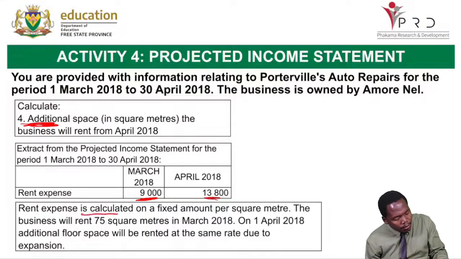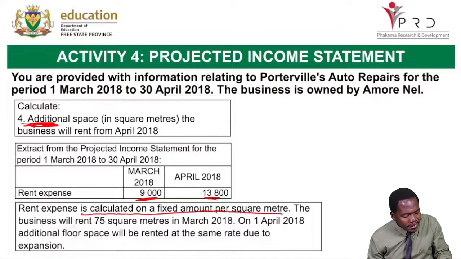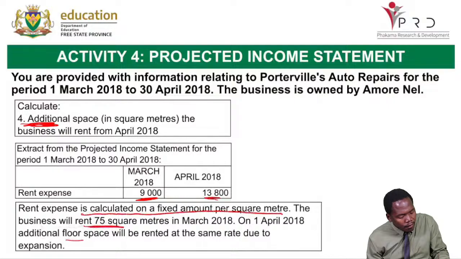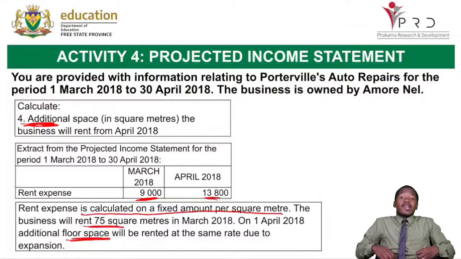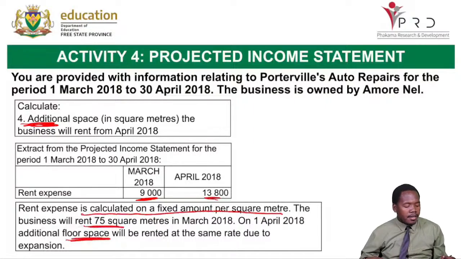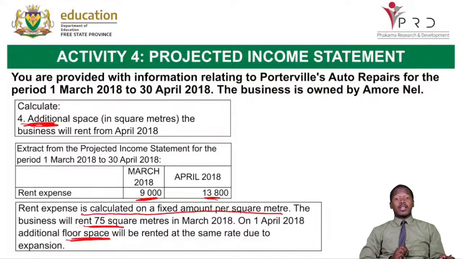Rent expense is calculated on a fixed square meter. The business will rent 75 square meters in March. On April 1, 2018, additional floor space will be rented at the same rate due to expansion. Okay, as you can see, if we rent more, our rent increased. Now, let us see. Remember, we used to see this question under the cost accounting, manufacturing.